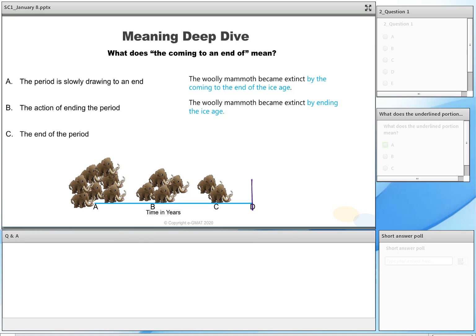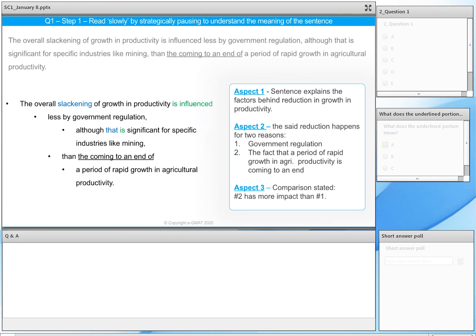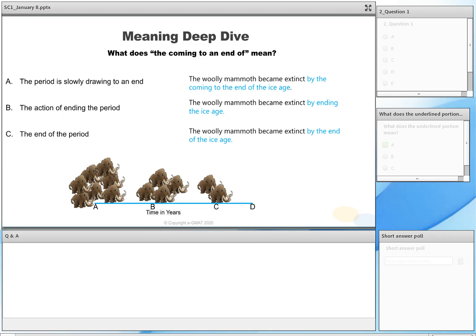Now, the end of the period, the woolly mammoth became extinct by the end of the Ice Age. That would indicate, whoops, it jumped, apologies. That would indicate that we had a certain group in A, and by some point in D, they went extinct. It doesn't give us a slow decline of numbers that our visual image shows. So if I broadcast the results here, we see the majority of you picked choice A, which is absolutely the correct answer choice, okay? The coming to an end of means that the period is slowly drawing to an end, okay?